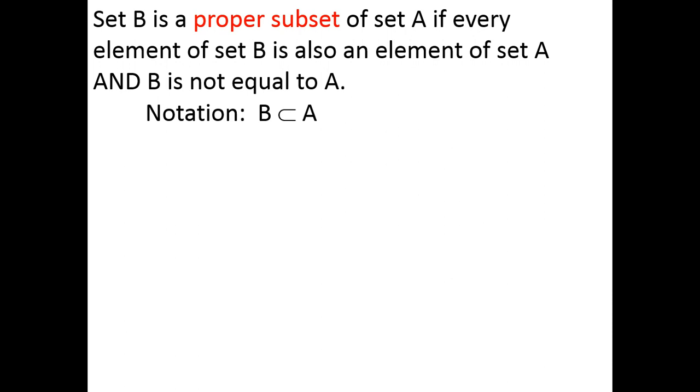The notation for proper subset looks like a sideways U. And what you'll notice in the notation is that we're now missing that line underneath that kind of looked like an equal sign on the bottom. So that's a little reminder to you that set B and set A cannot be equal to each other if set B is a proper subset of set A.